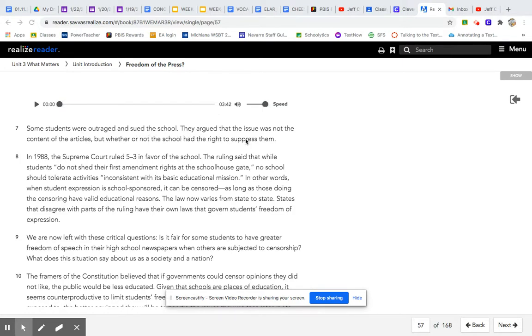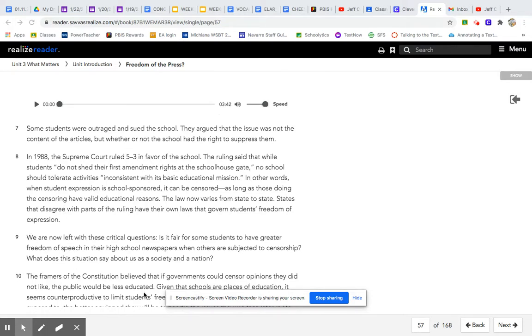right to suppress them. In 1988, the Supreme Court ruled 5-3 in favor of the school. The ruling said that while students do not shed their First Amendment rights at the schoolhouse gate, no school should tolerate activities inconsistent with its basic educational mission. In other words, when student expression is school-sponsored, it can be censored, as long as those doing the censoring have valid educational reasons. The law now varies from state to state. States that disagree with parts of the ruling have their own laws that govern students' freedom of expression.